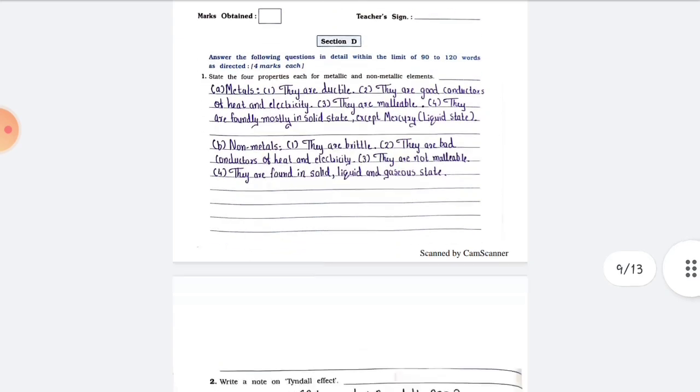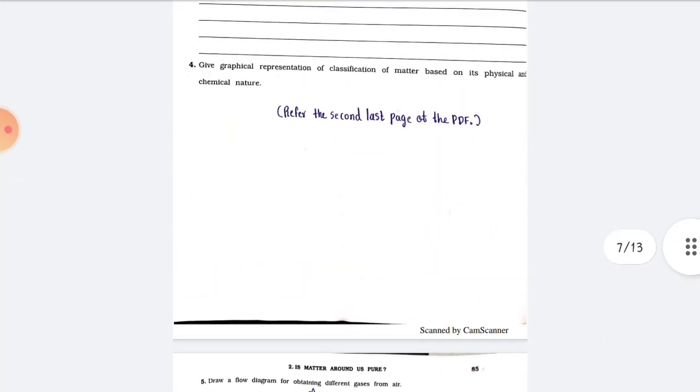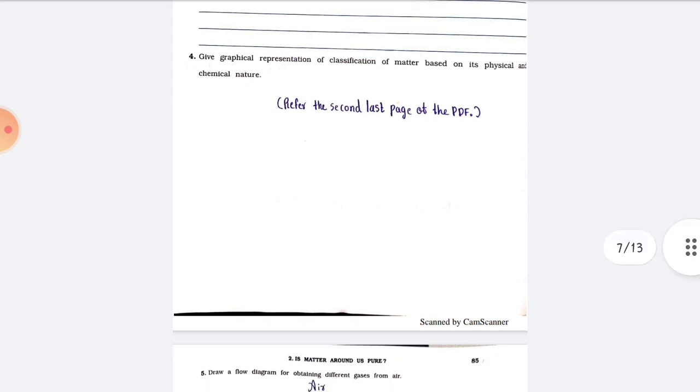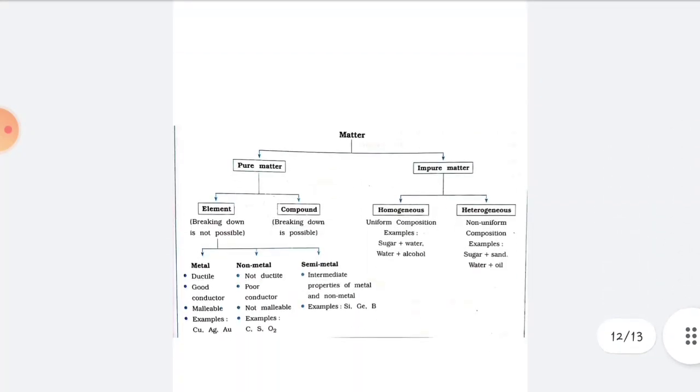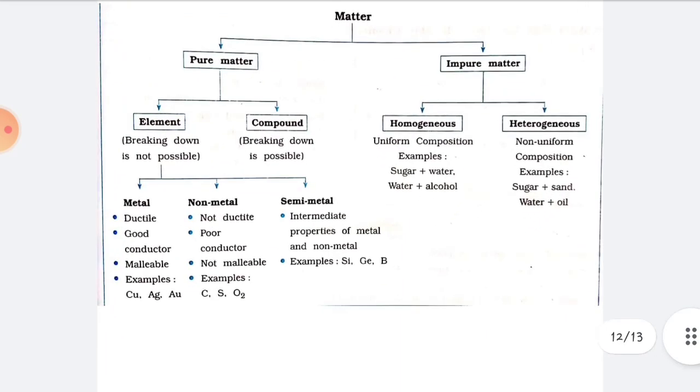Next, number 4. Give graphical representation of classification of matter based on its physical and chemical nature. So, answer of this question is over here. Matter is classified into two sections, pure matter, impure matter. Then pure matter is again divided into two sections, elements, compounds. Now elements are further divided into metals, non-metals, semi-metals. Metals are ductile, good conductor, malleable. Examples are given. Then non-metals, not ductile, poor conductor, non-malleable. Examples are given for non-metals. Then semi-metals, intermediate properties of metal and non-metal. Examples are given for the same.